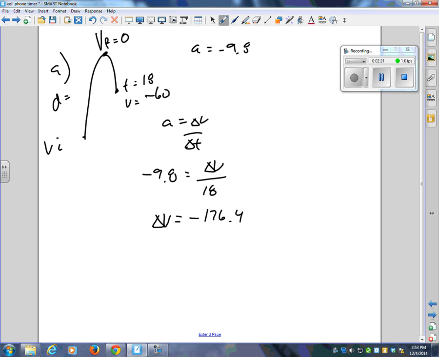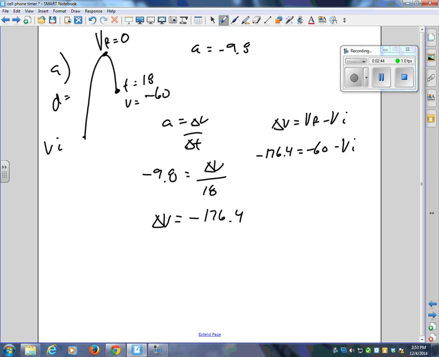And then her next step was to do this. Yep. Right? So minus 176.4. The final velocity is? Why is it negative 60? Because that 60 is on its way down. You're solving for the initial velocity.